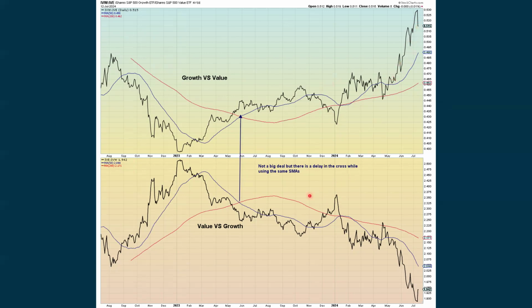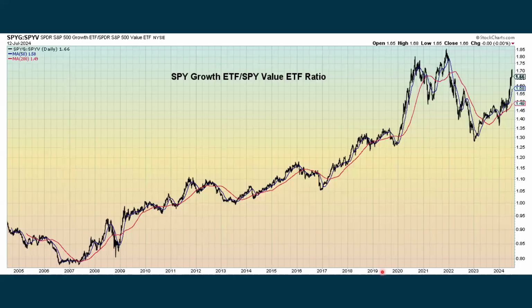And then I do an inverse of that same chart because you can see there's a little bit of an offset when these moving averages cross here, because we might see something in a different way and get some more perspective by looking at things that way. On the bottom, this is a value to growth ratio. Then we look at some ETFs, a growth ETF and a value ETF, and do a ratio between the two.